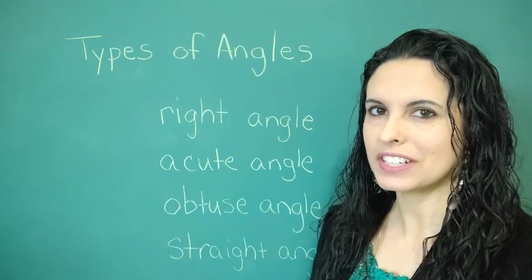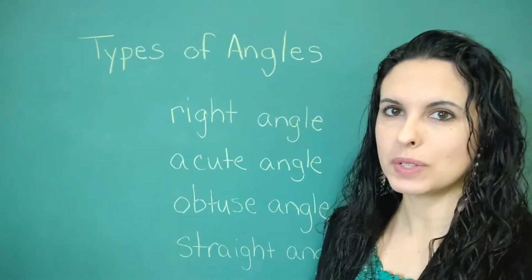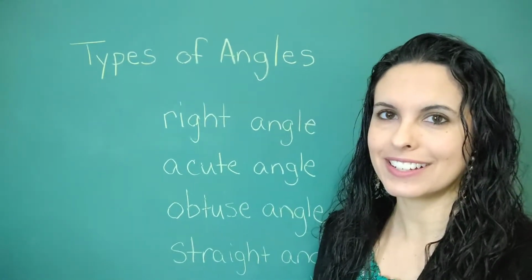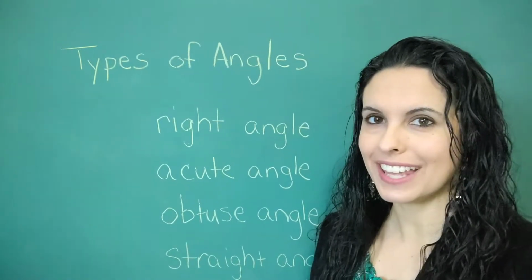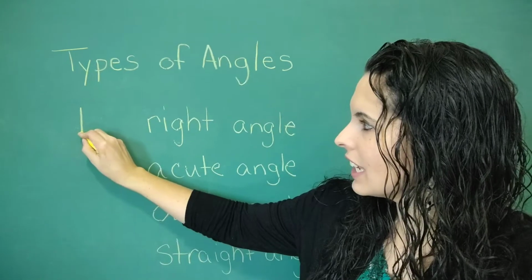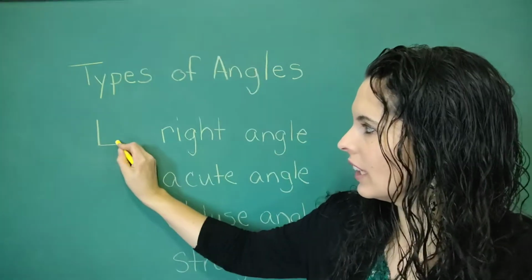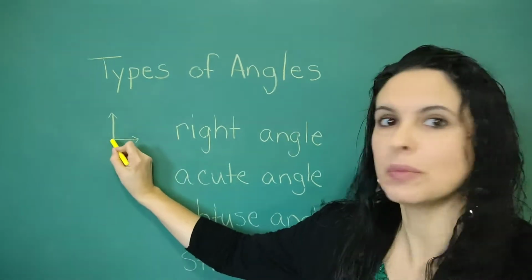Today we're going to talk about the different types of angles. So remember, angles are formed by having two rays connected together at an end point. So we're going to start with a right angle. The right angle looks like an L, okay? So remember, it has two rays with an end point.